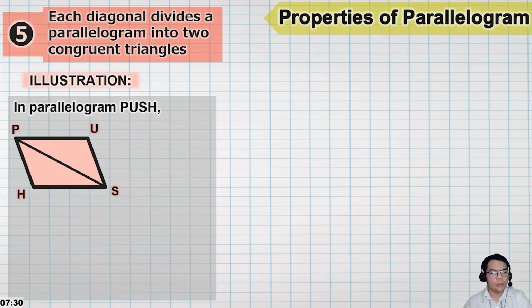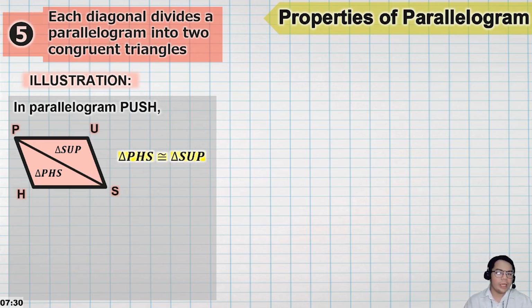So, this diagonal divides this given parallelogram into two congruent triangles. As you can see, ito nga yung dalawang triangles natin. Triangle PHS is congruent to triangle SUP. So if you try to cut that given parallelogram using that diagonal PS, mapapansin nyo na magkasing laki or parehas lang ng sukat itong dalawang triangles na nabuo na to.